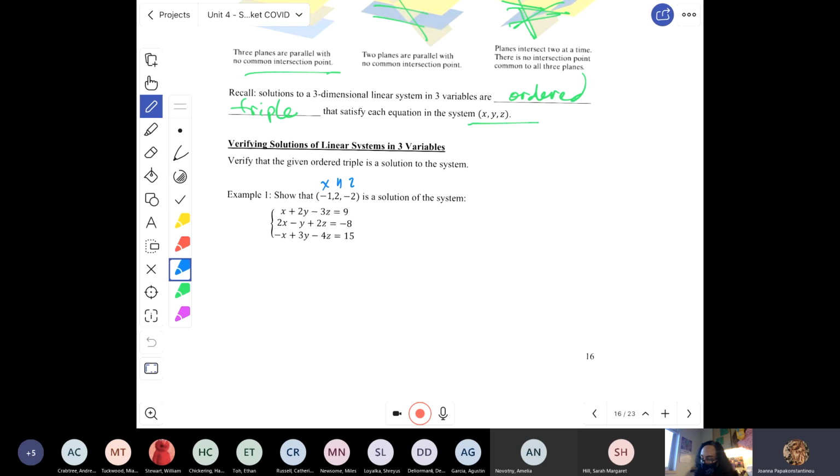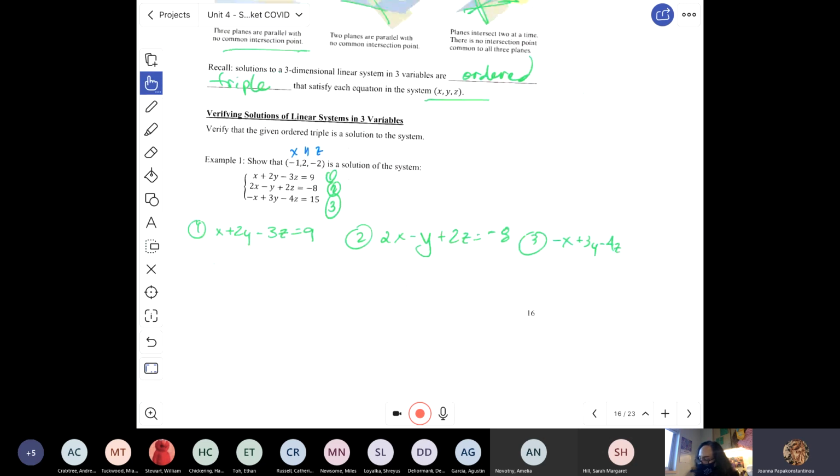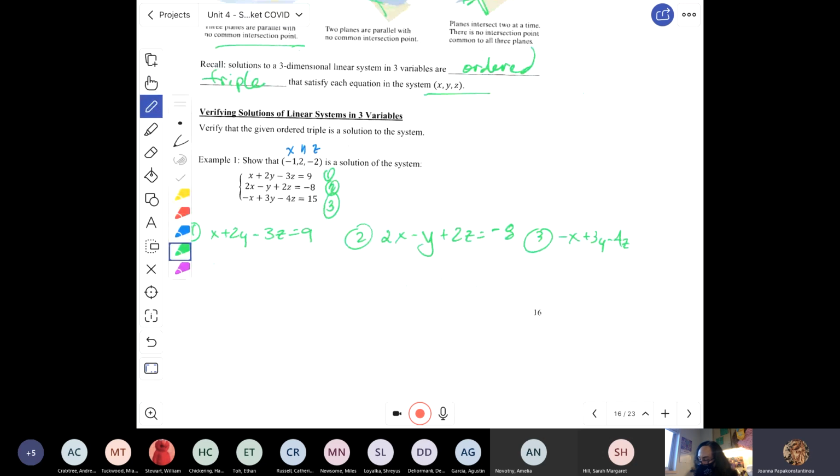You're going to go into each equation. So I'm going to label my equations, and I'm going to come into my first equation, and substitute in that X, that Y, and that Z. I'm going to come into my second equation, and substitute in that X, that Y, and that Z. And then I'm going to come into the third equation, and substitute in that X, that Y, and that Z. If it doesn't satisfy all of them, it is not a solution. It must satisfy all of them. So let's go ahead and do that.